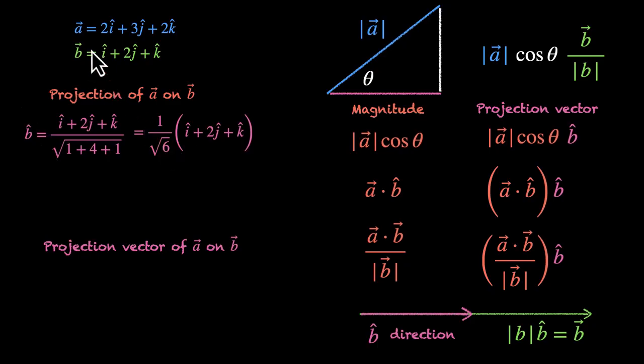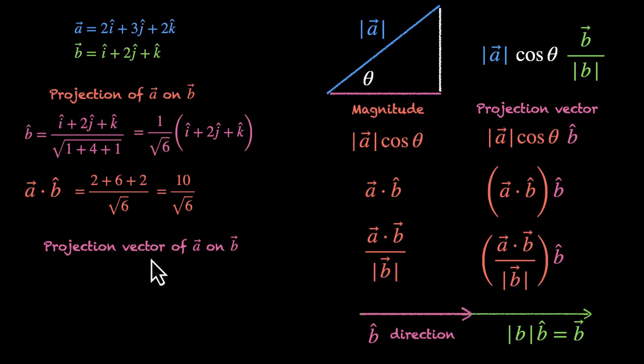Now we need the projection of A on B. So we'll take A vector dot B cap. That's going to be 2 times 1 by root 6 plus 3 times 2 by root 6 plus 2 times 1 by root 6. So 1 by root 6 common, that's 2 plus 6 plus 2. So that's 6 plus 4, 10. That's 10 by root 6. So this is the magnitude.